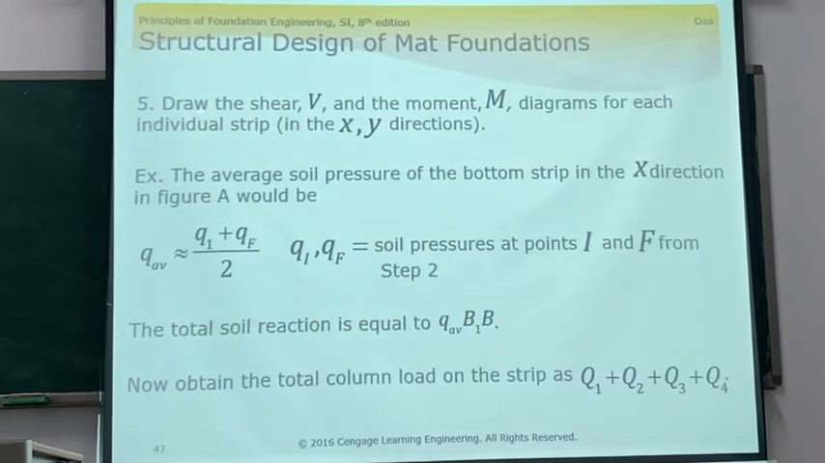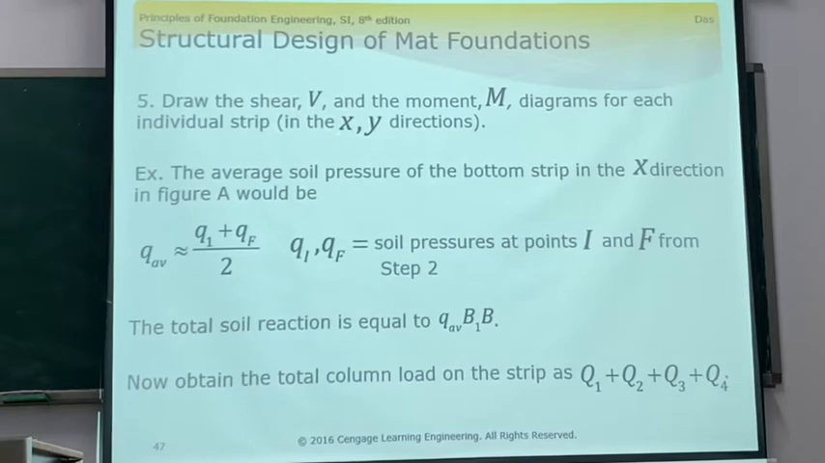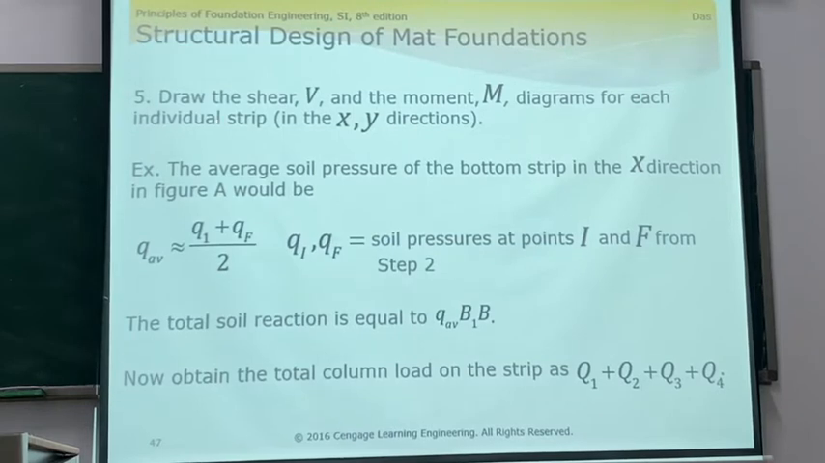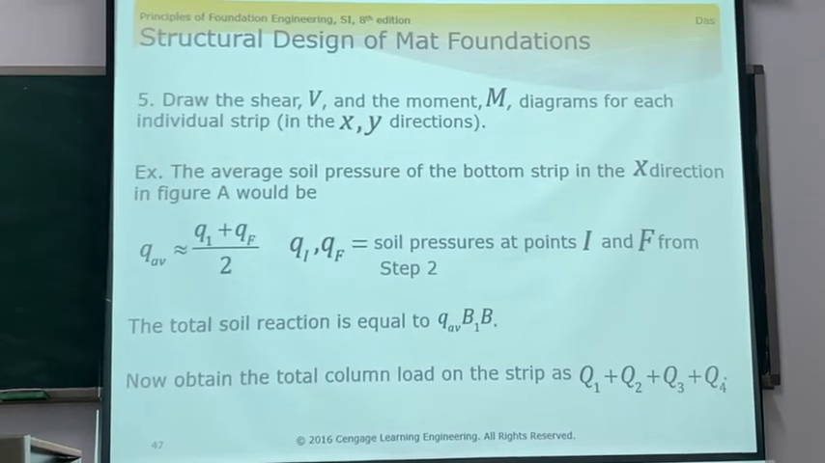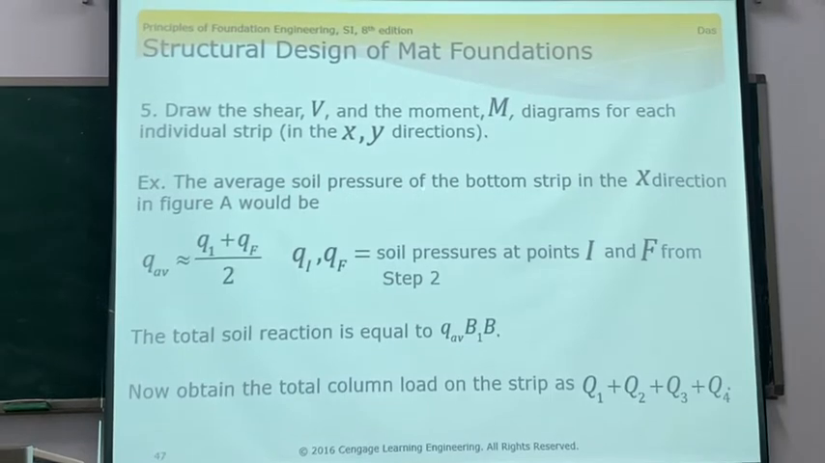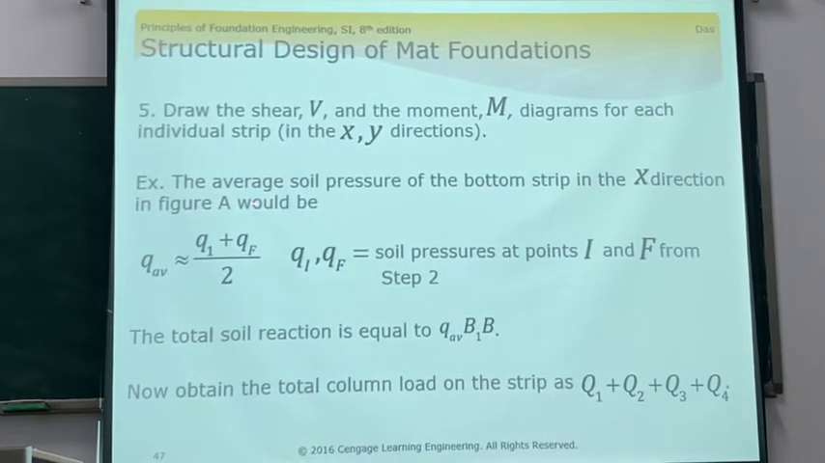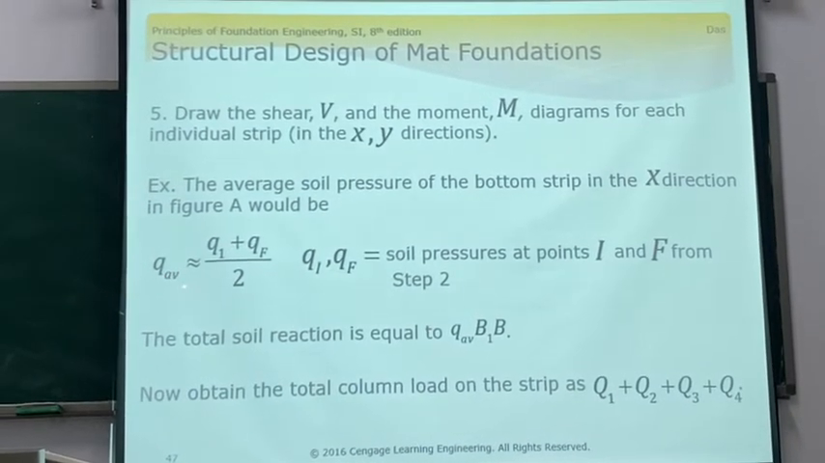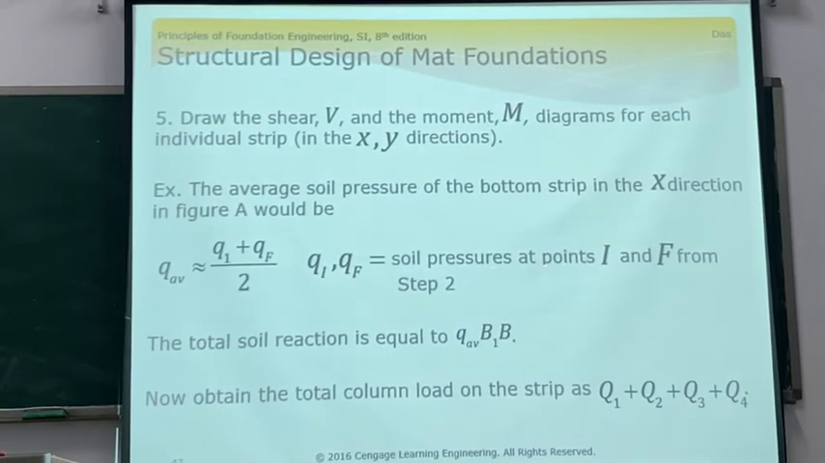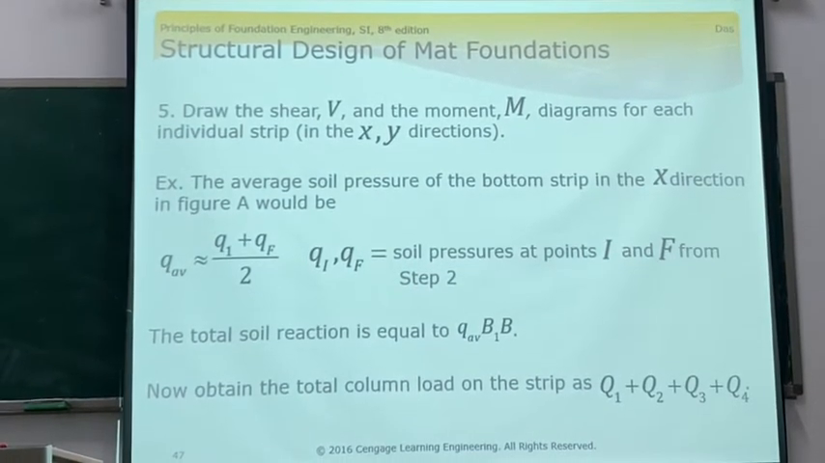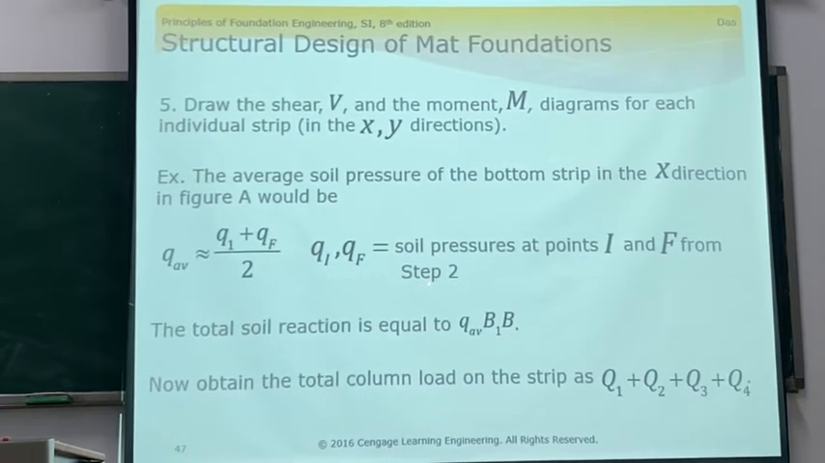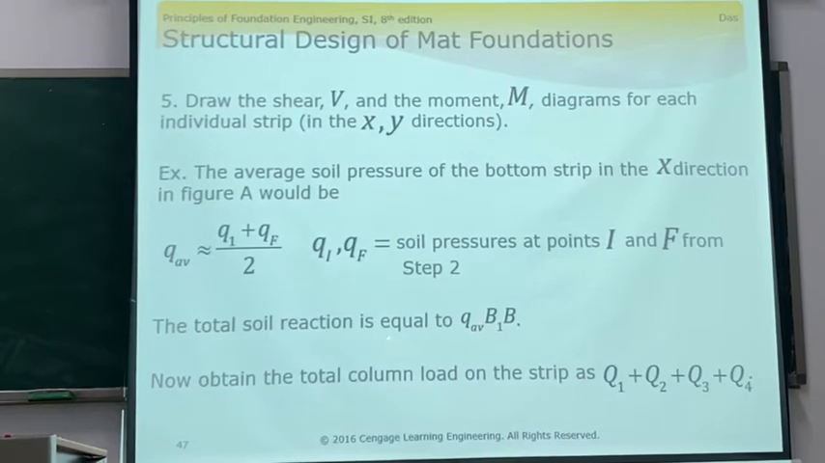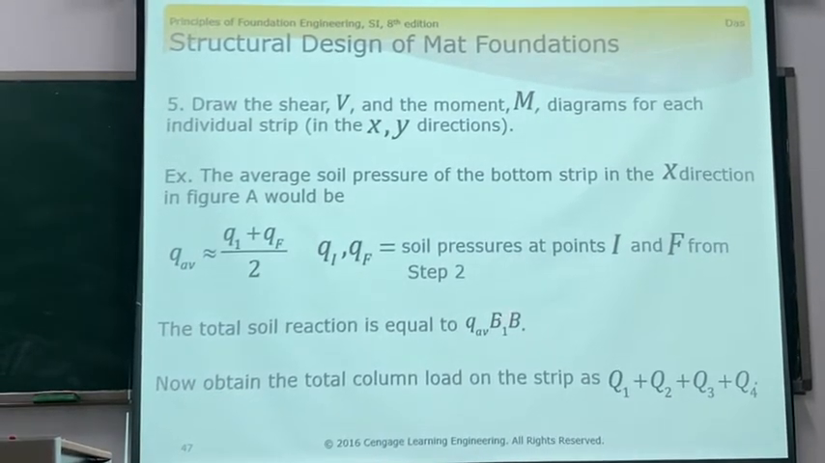And then step 4, draw the shear V and the moment M diagram for each individual strip in the XY direction. For example, the vertical soil pressure of the fourth strip in the X direction, big F, would be (Q1 + QF)/2, Q average. Q1 is the soil pressure at the point A, I, and F from step 2. Yeah, from this formula you can calculate. So the total soil reaction is equal to Q average B1 by B.